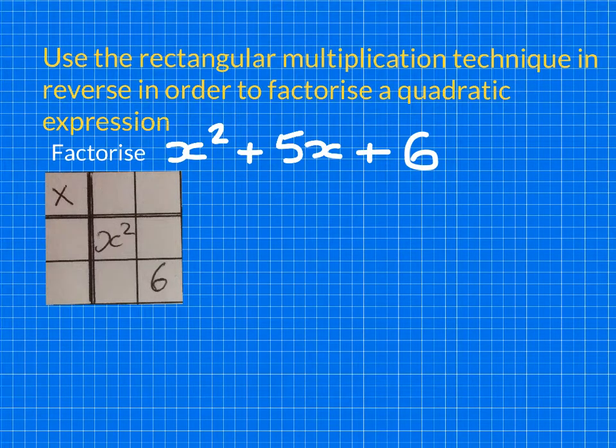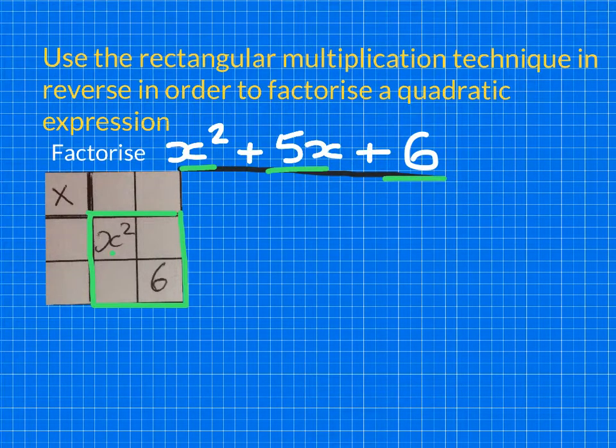Use the rectangular multiplication technique in reverse in order to factorize a quadratic expression. The question is, factorize x squared plus 5x plus 6. That is the area of the rectangle, and we have to find the lengths of both of the sides. So the area of this rectangle is x squared plus 5x plus 6.